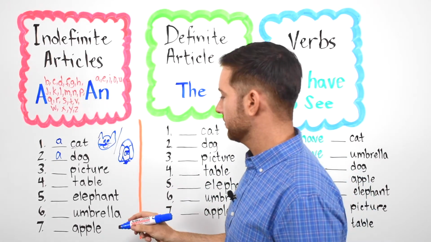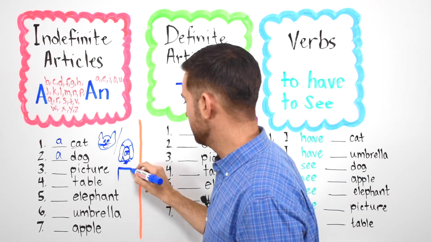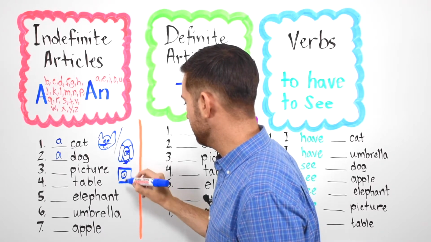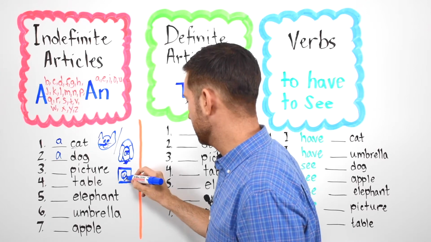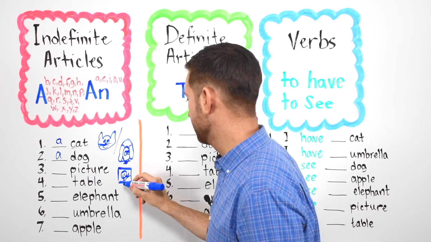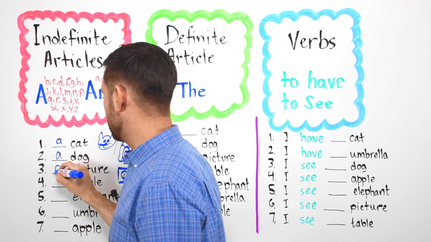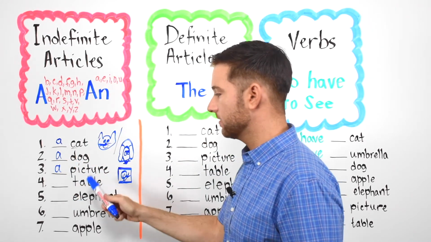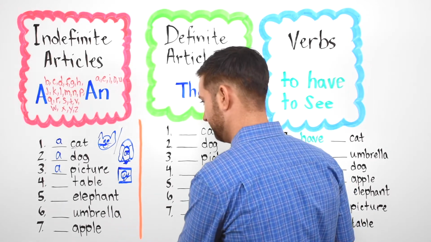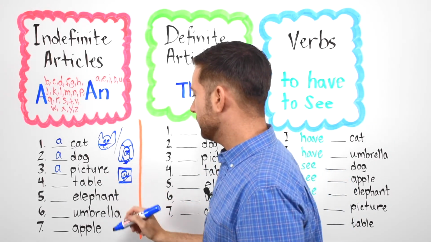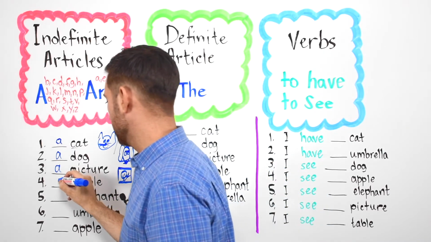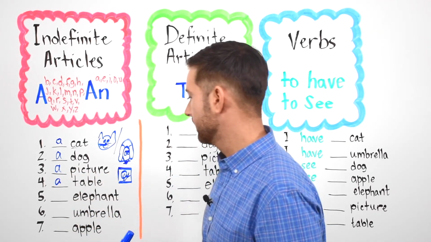Now we have a picture. A picture is oftentimes you have a picture frame like that, and you have a person in a picture, and they're smiling and they're waving or whatever. So we say a picture. Again, we have the letter P, which is a consonant, so a picture. Now we have table. A table is where you sit down and you eat dinner. So we could say a table.